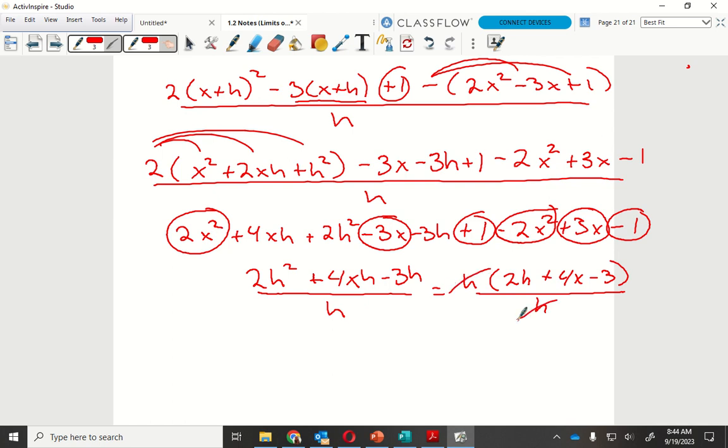And now can I plug in 0 for h? Now can I take the limit as h approaches 0? By canceling that out, I've removed that. So in this formula here, the h is now gone. So let's see. Plug in 0. 2 times 0? 0. And then I'm left with 4x minus 3.